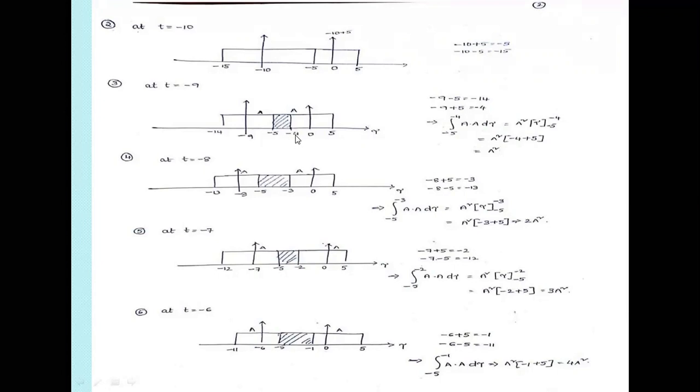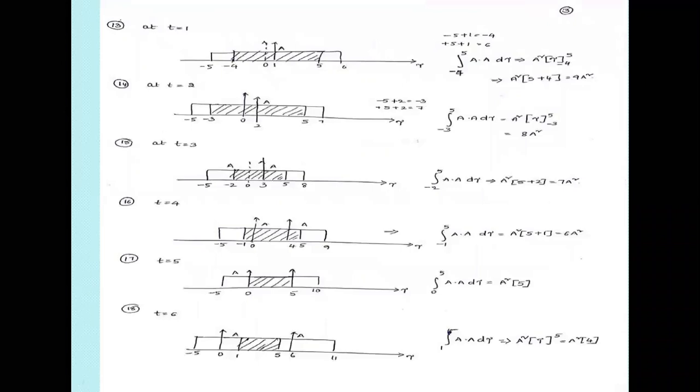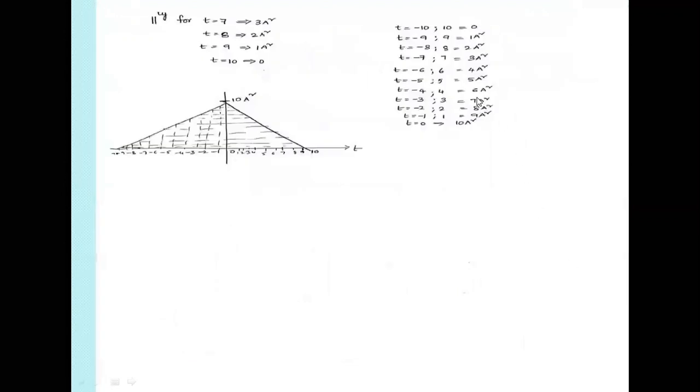Overlapping occurs only from minus 5 to minus 4, minus 5 to minus 3, minus 5 to minus 2, minus 5 to minus 1, minus 5 to 0, and like that you can go on increasing the values: 6a square, 7a square, 8a square, 9a square, and 10a square. After that, both are overlapping at minus 5 to 5. Still, it moves towards the right side: 9a square, 8a square, 7a square, 6a square, 5a square, 4a square, 3a square, 2, and so on.